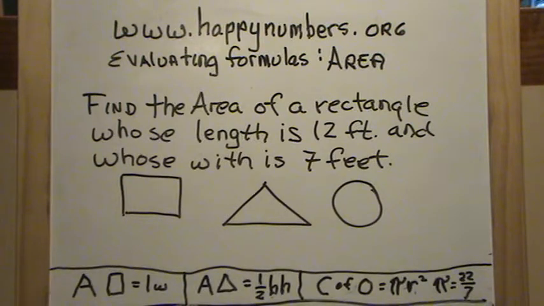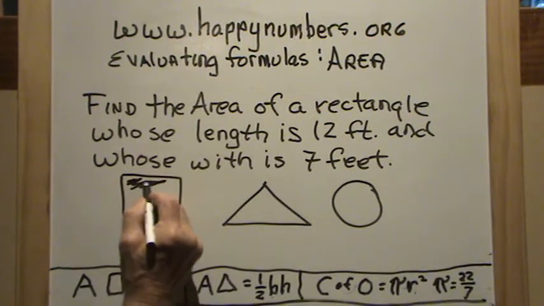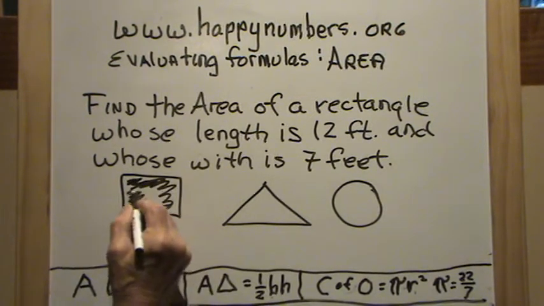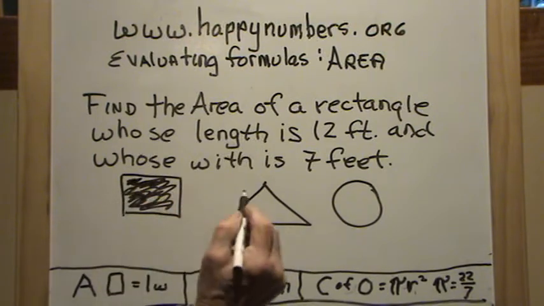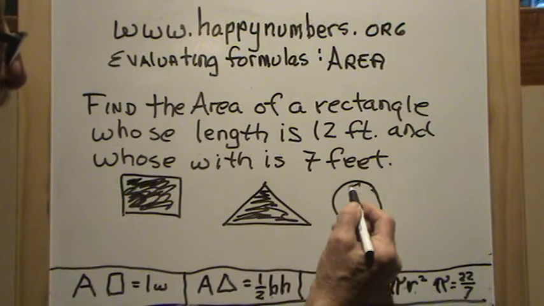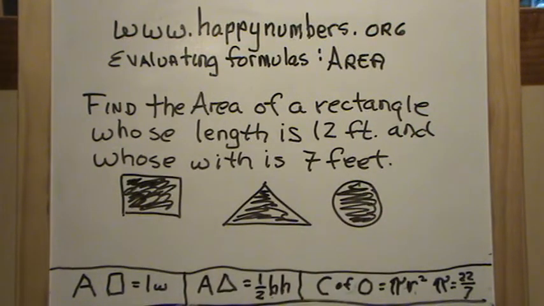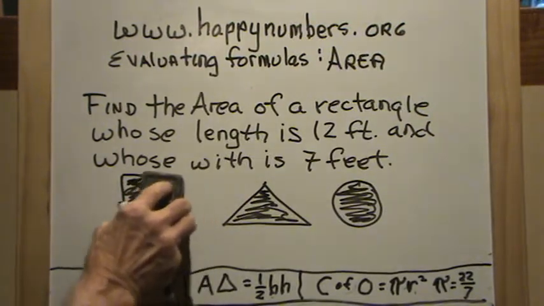But today we're going to be dealing with formulas that are talking about the area. Now the area is what's contained inside. So the area of a rectangle would be the inside part. The area of a triangle would be in here. And the area of a circle would be everything inside here. So let's take a look at the first problem.